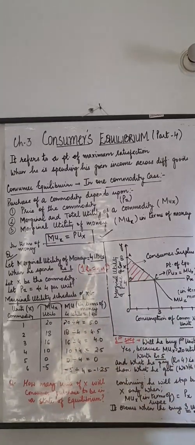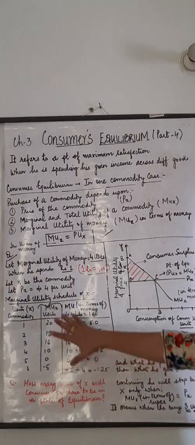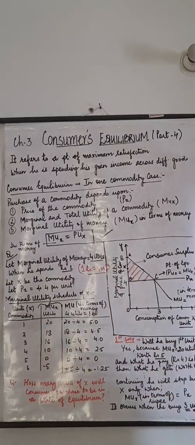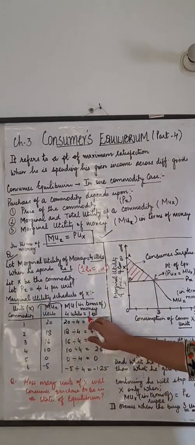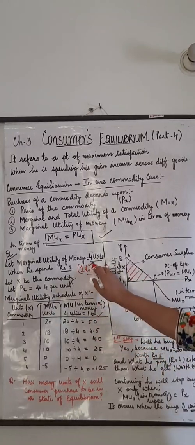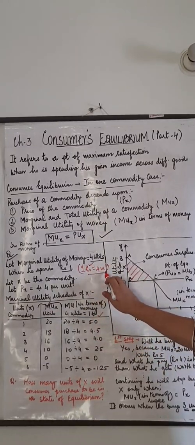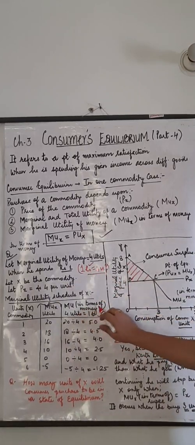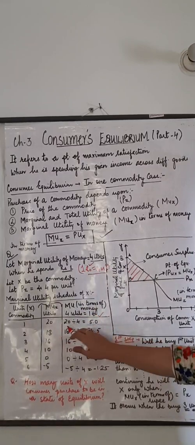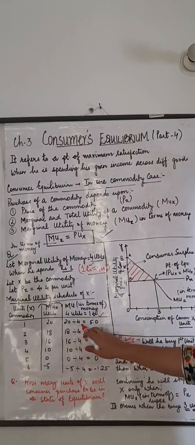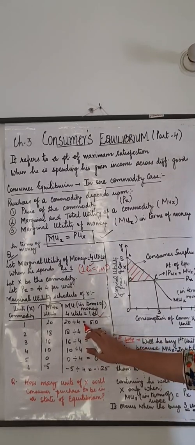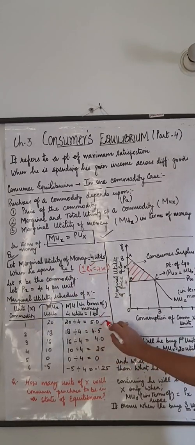Now, another step we have to do: we will calculate MUX and units in terms of money. We will calculate MUM, which says 4 utils equals 1 rupee. I told you, 1 rupee equals 4 utils or 4 utils equals 1 rupee. Now, how to calculate MU in terms of money? So, first MUX 20 divided by 4, because we have to convert utils into rupees. So, what we get? 5 rupees.